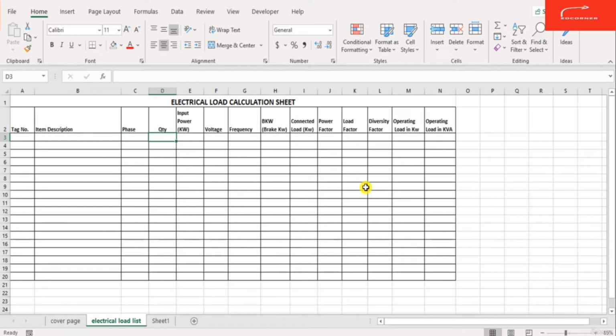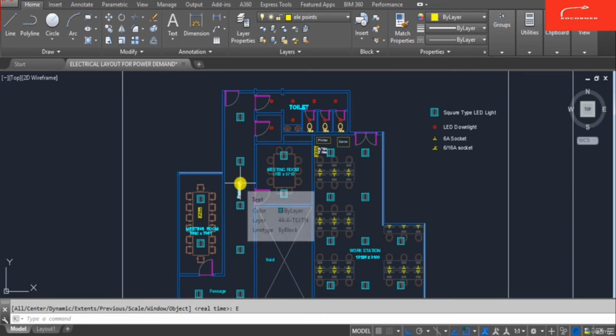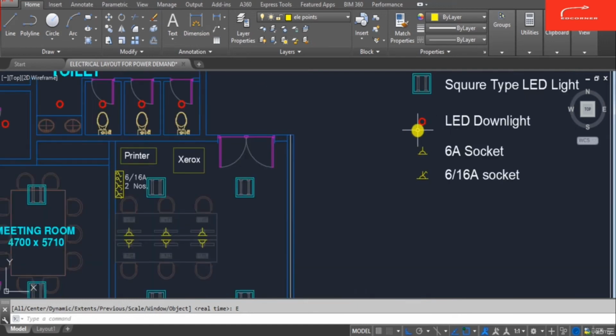Next is the quantity. For example, here I can say multiple square type LEDs are there. If I put the watt of a single square type LED light, I will calculate that watt by the quantity, and the total watts will be calculated for that particular drawing. Same with the LED downlight. This is the LED downlight.